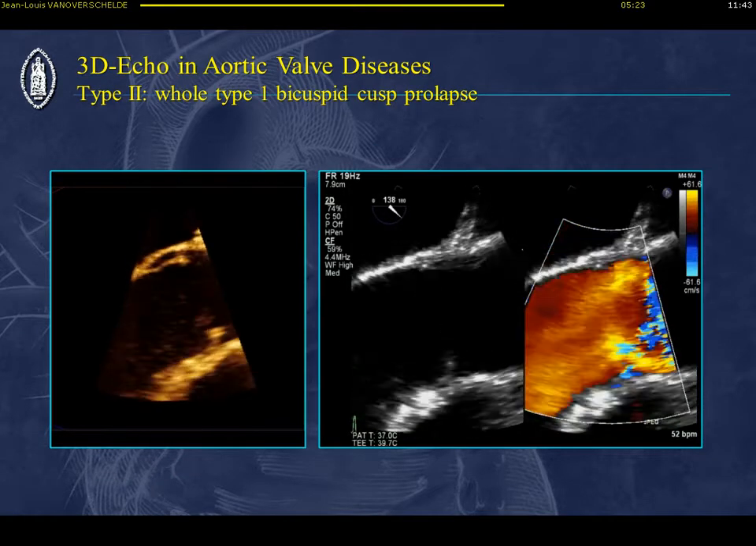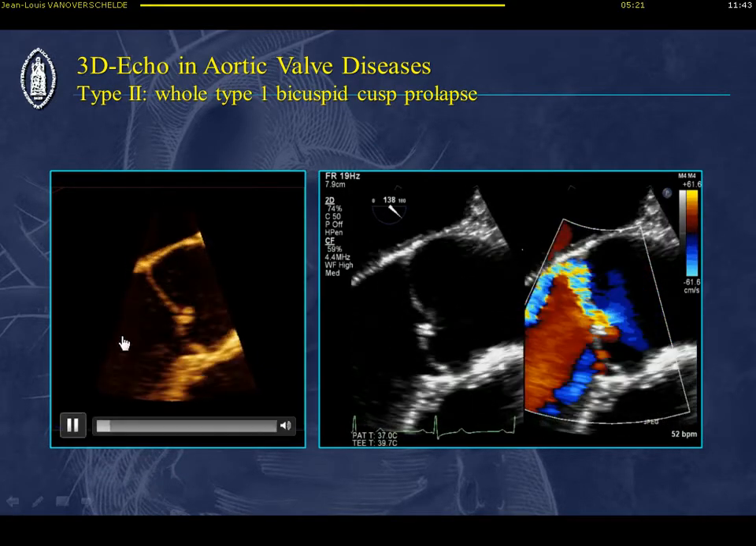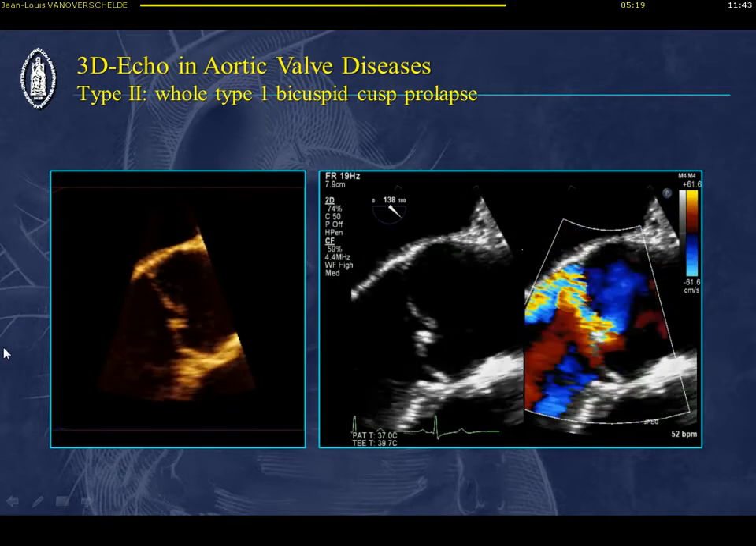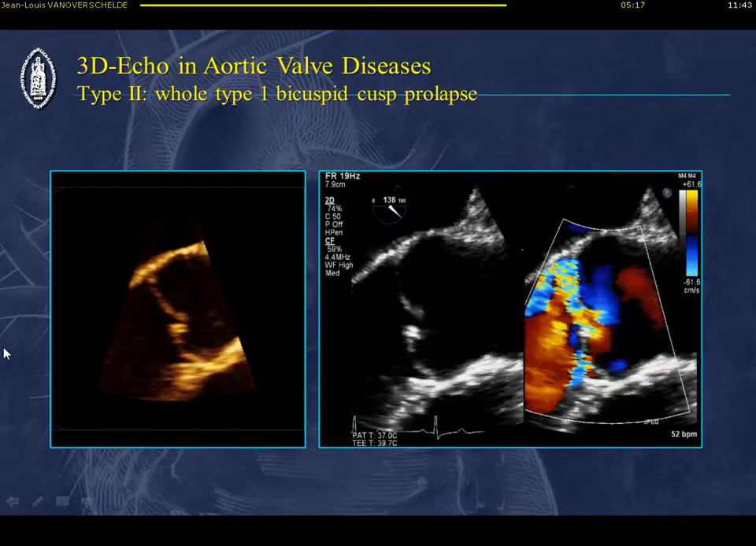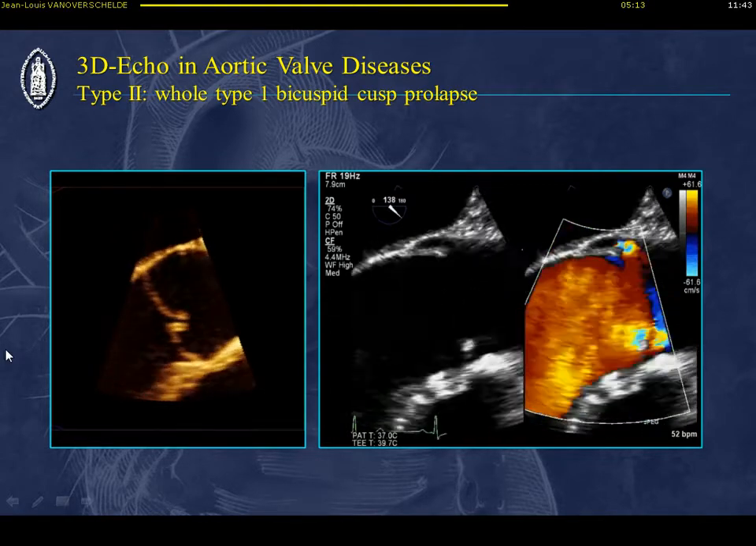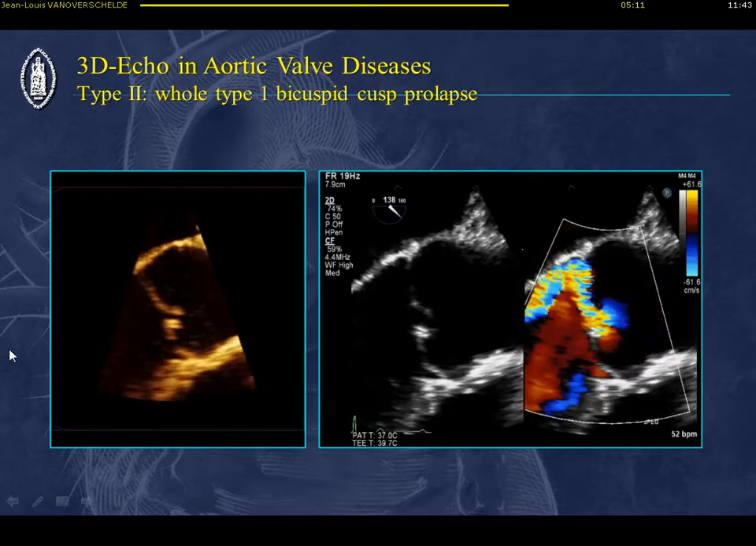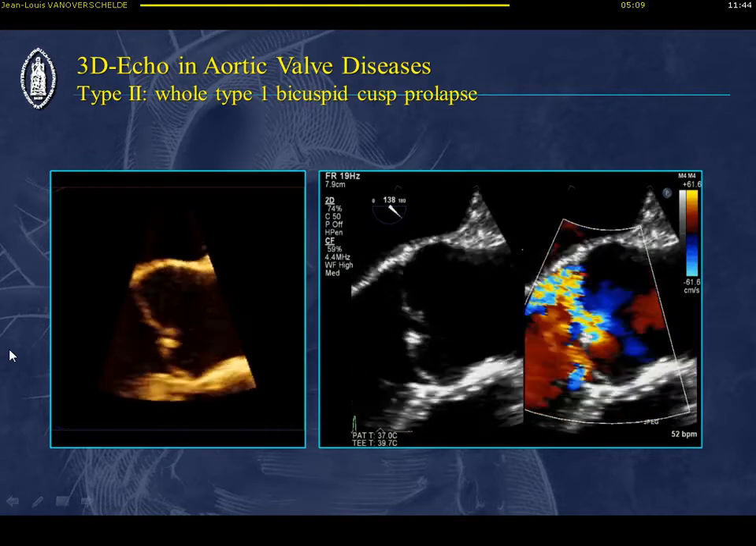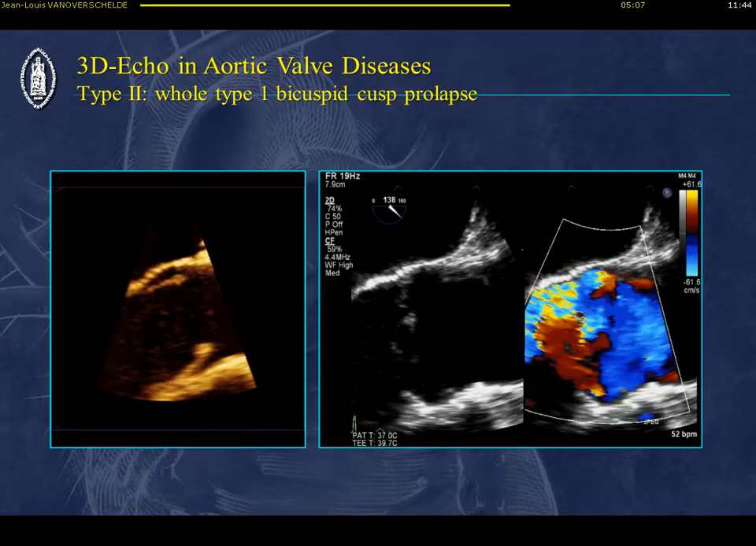And just to show you the comparison between 2D and 3D, for years we've been used to only using 2D echo images, but you see they're really much alike, and you can have exactly the same information by using 3D, and in some cases you get much more information than with 2D echo.